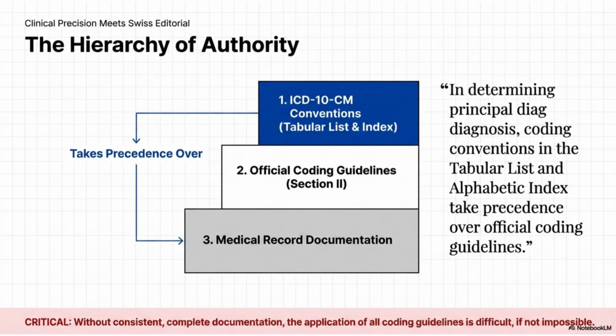When selecting the principal diagnosis, there is a strict hierarchy that guides every coding decision. At the top are the ICD-10-CM conventions found in the tabular list and alphabetic index. These conventions override everything else. The next level is the official coding guidelines, including Section 2 on principal diagnosis selection. Only after applying conventions and guidelines do we turn to medical record documentation to determine the correct sequencing. As the document states, coding conventions in the tabular list and alphabetic index take precedence over official coding guidelines. This hierarchy ensures consistency, accuracy, and compliance across all inpatient encounters.